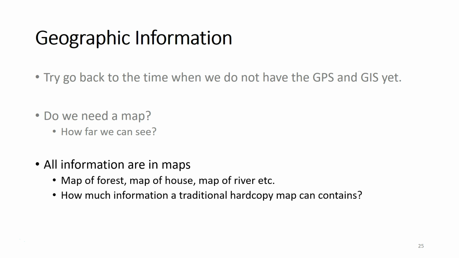So for a certain type of information, they store it in a single map. River, another map. If you want to use it, you just put the maps side by side, then you can use them. And for information that is very commonly used, they just combine them into one map. So this is how you store in a paper map.